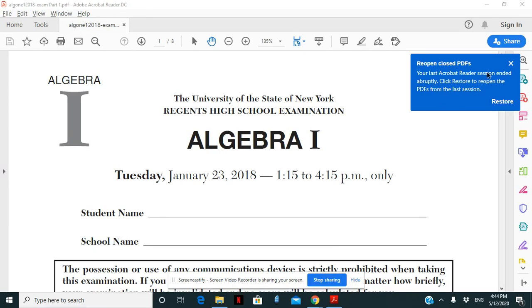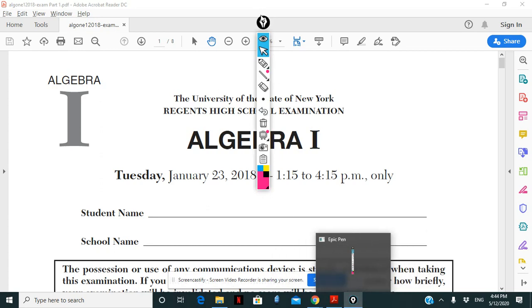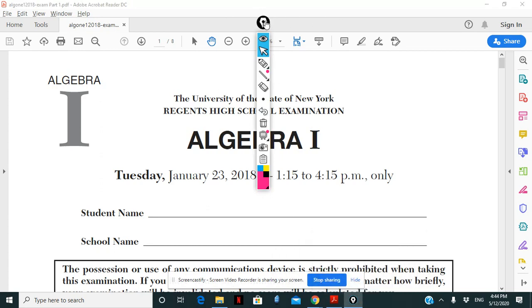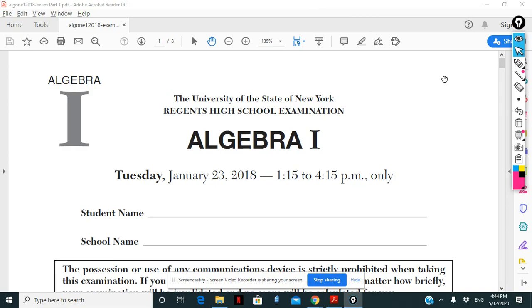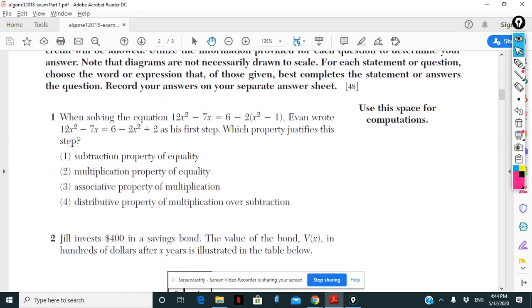Today we're going to start a new Regents, January 2018 for Algebra 1, and we're going to start with Part 1. Part 1, Question number 1.